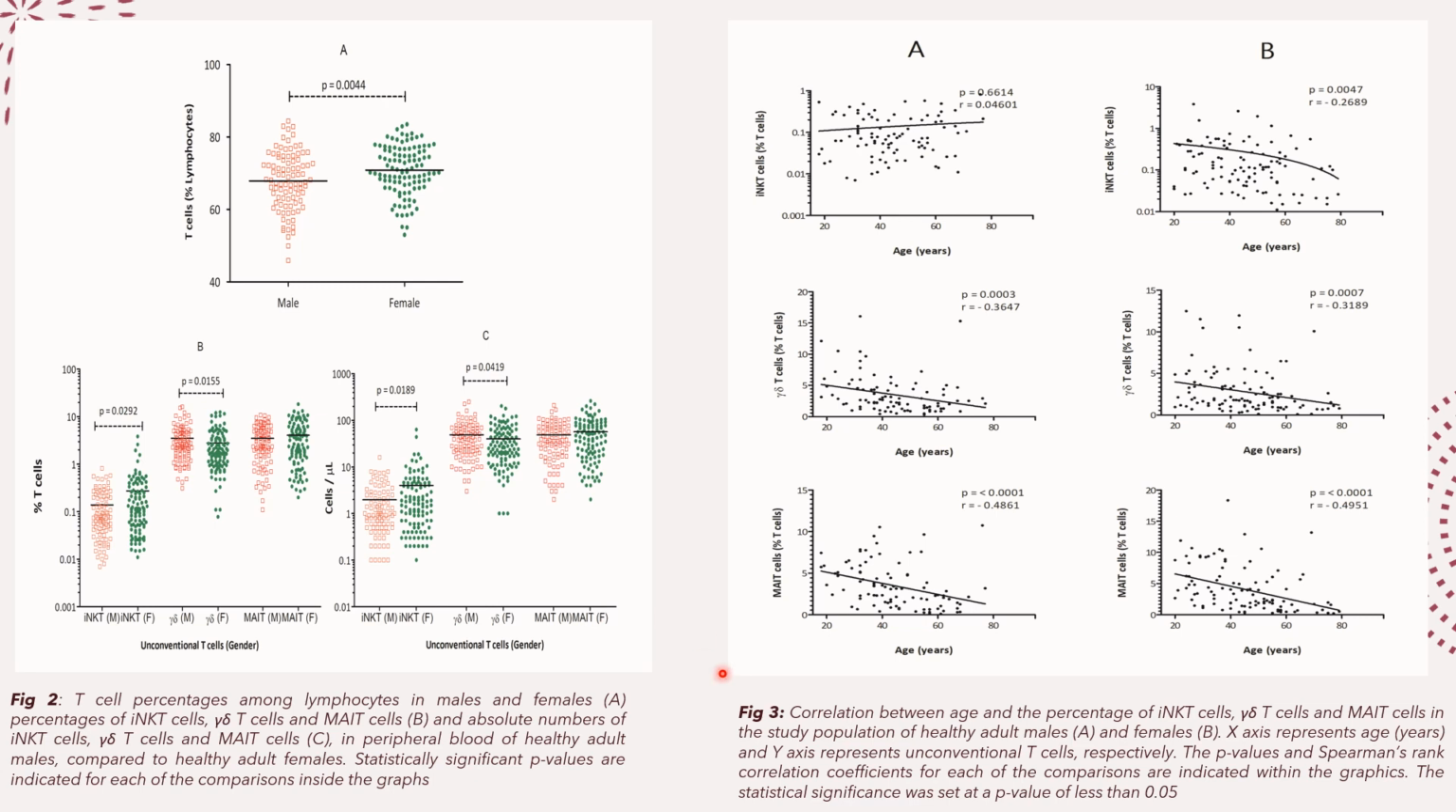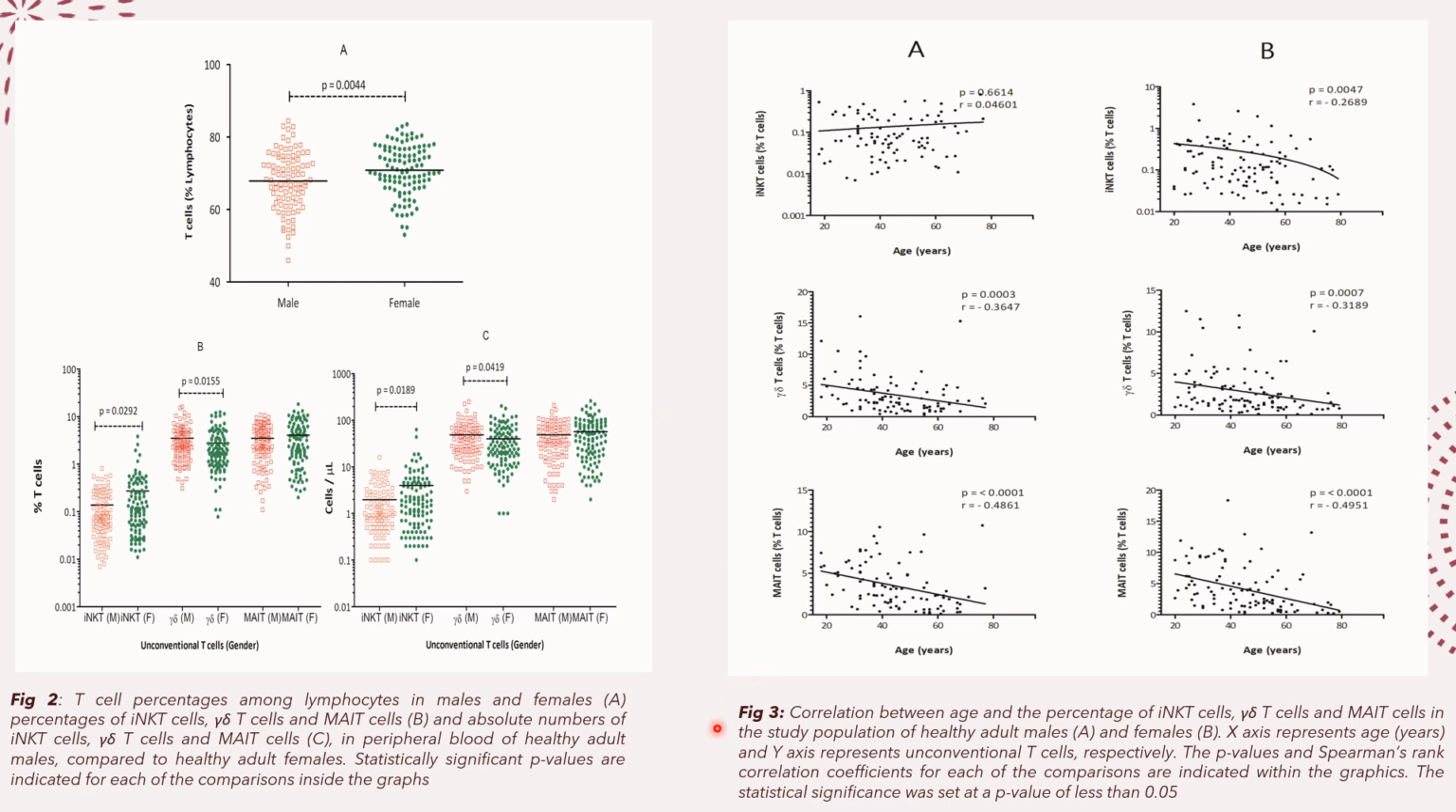Figure 2 is representing the comparison of the unconventional T cells between the genders, and the iNKT cells and gamma delta T cells both show significant differences between the genders, except for the MAIT cells. And we have also obtained a similar result in the case of the absolute number of the iNKT cells and the gamma delta T cells, which show significant differences between the genders, and the MAIT cells don't show any significant difference. Interestingly, the T cells, which are the conventional T cells, also show differences between the genders, where the females have a higher number of T cells than the males.